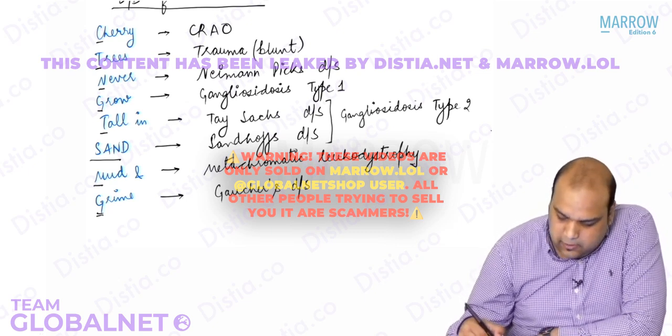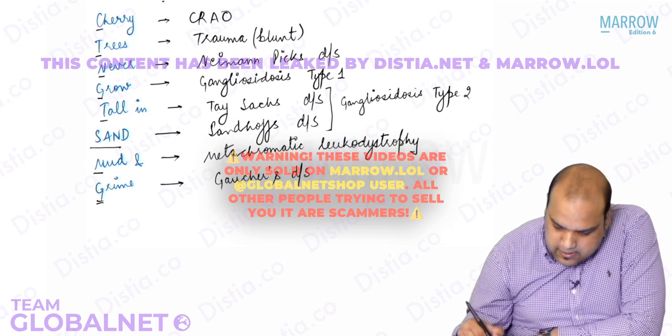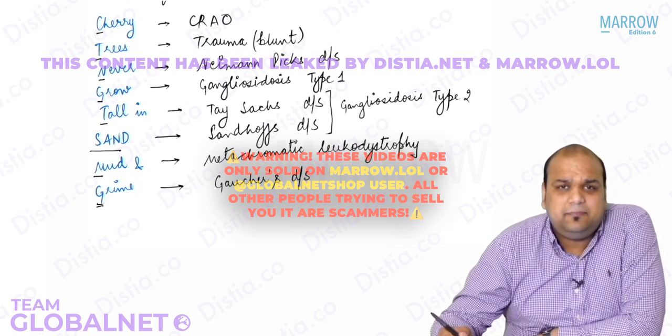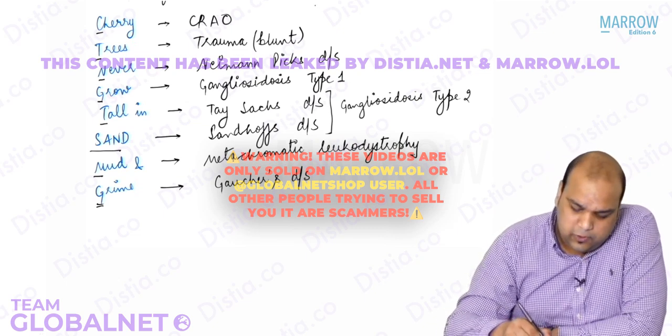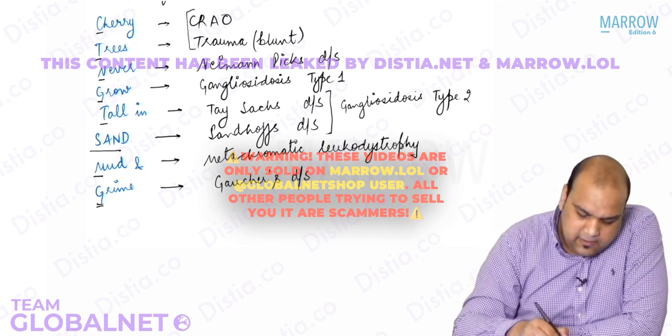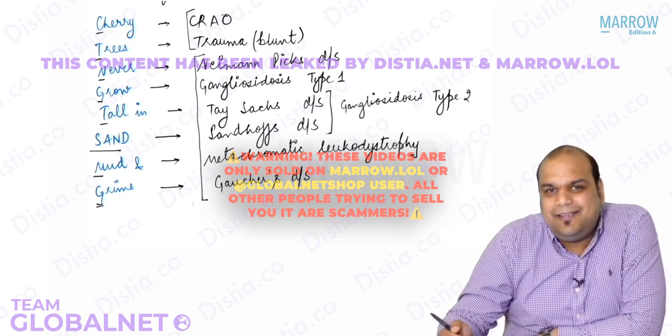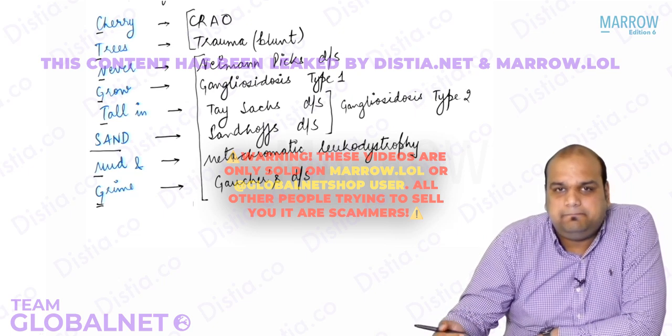Okay, so these are all the names. I hope you are noting down the list. Cherry trees never grow tall in sand, mud and grime. The first two are ocular causes. Rest all other causes, everybody, are biochemistry or storage disorders.